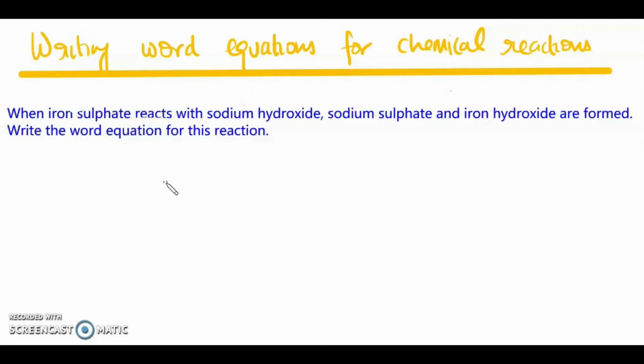So I hope you have answered the question yourself. Here, the question says, when iron sulfate reacts with sodium hydroxide, sodium sulfate and iron hydroxide are formed. Write the word equation for this reaction. So we have this reaction taking place, and the first step that we always make sure we do when writing word equations is identifying the reactants and the products from the question given to us.